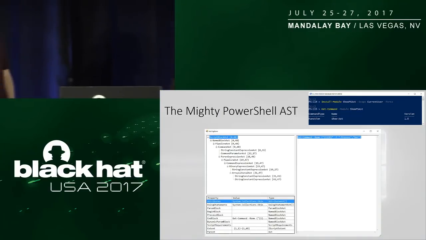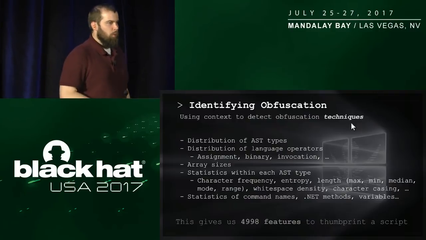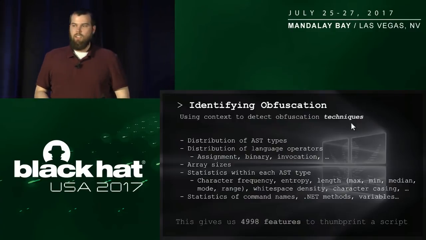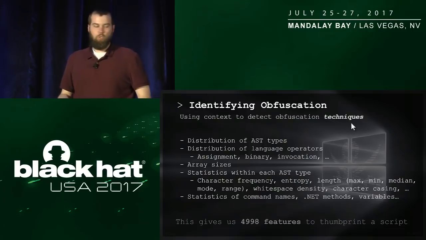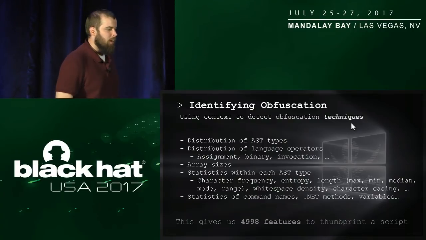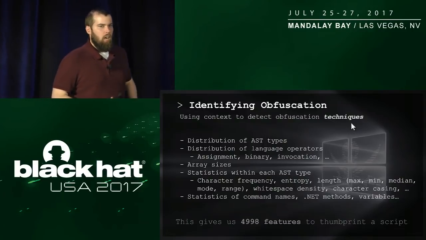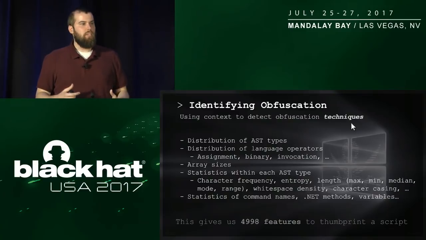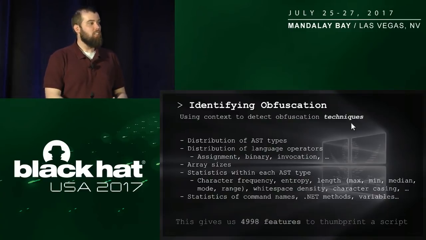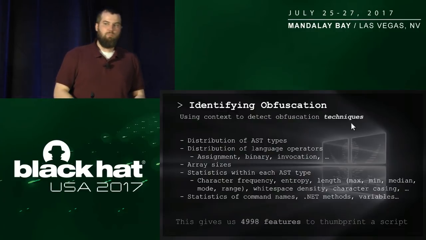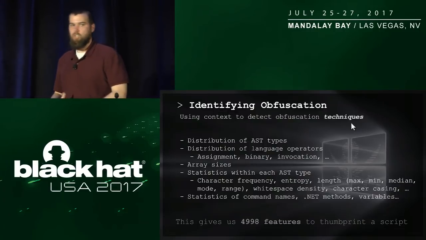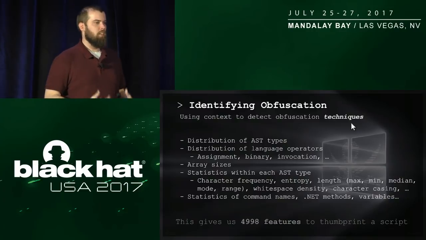Exactly. And so what we did with this is we said, okay, instead of just looking at character frequency for the whole script, how many features can we possibly get? So we started with AST type. Basically, in this entire script, how many commands do we have? How many parentheses? How many operators? How many members? How many strings? All this stuff, just getting counts and percentages of the entire script.